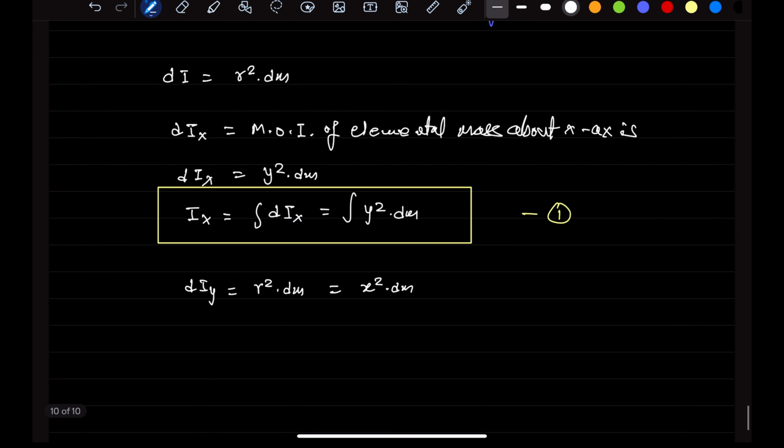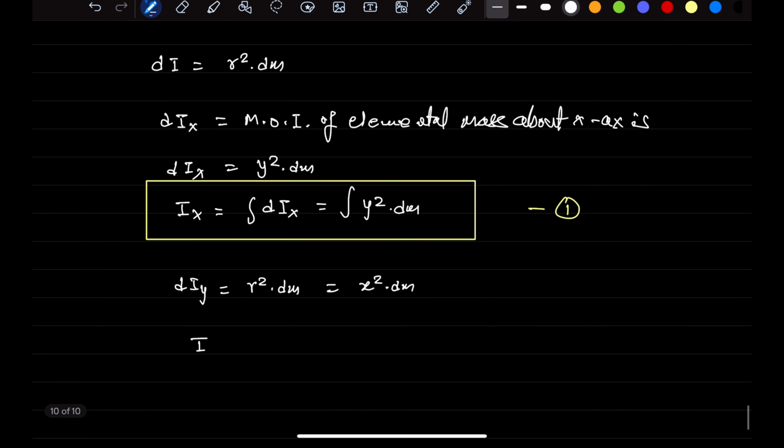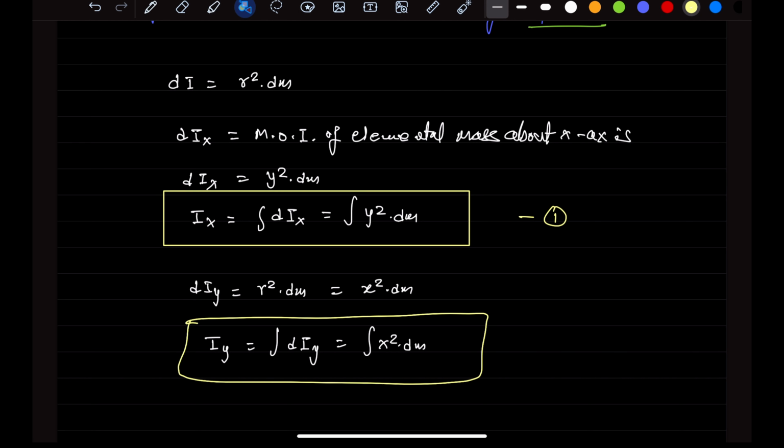So Iy will be, okay, my writing is not good, but still I think you can understand what I am writing down. So Iy is the integration of dIy, that is the integration of x square dm. Okay, very good. So this is our second equation. Let's call it equation 2.